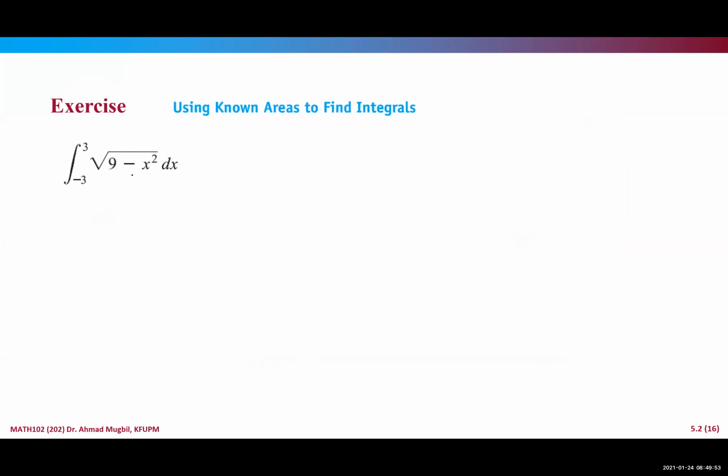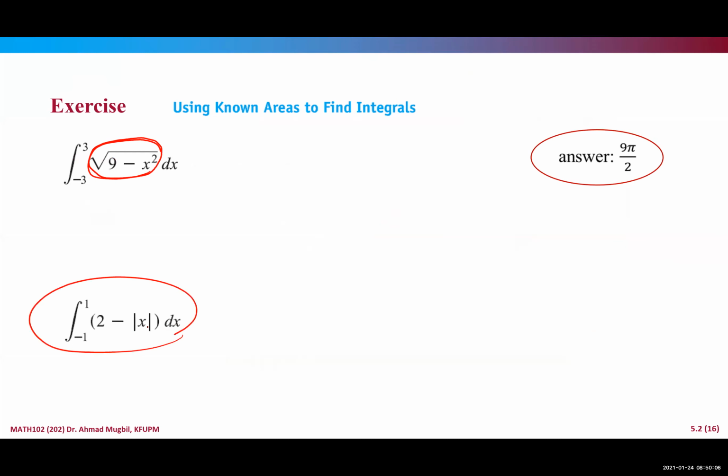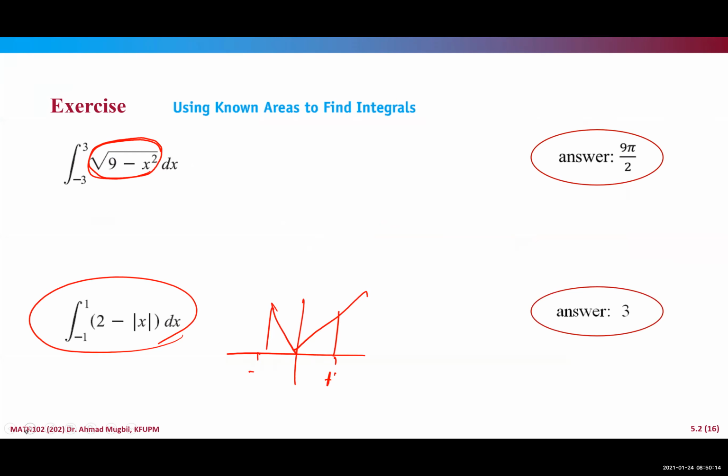This is an exercise. I'm going to leave it for you, ya shabab, the same way. This is similar to what we have done before. This is just the half, the semicircle. How to find it? The final answer is there. And also this one with the absolute value. You need to integrate the absolute value from -1 to 1. How to find the area? Use also the ideas that I have mentioned before.